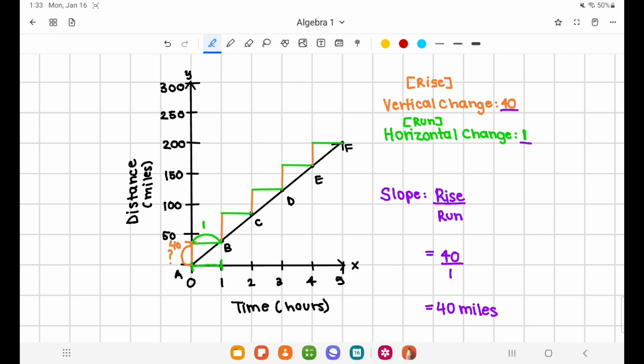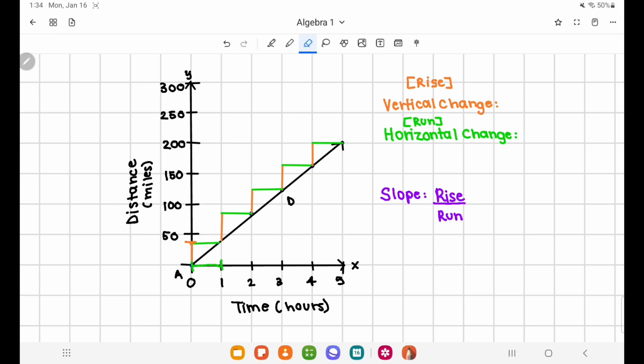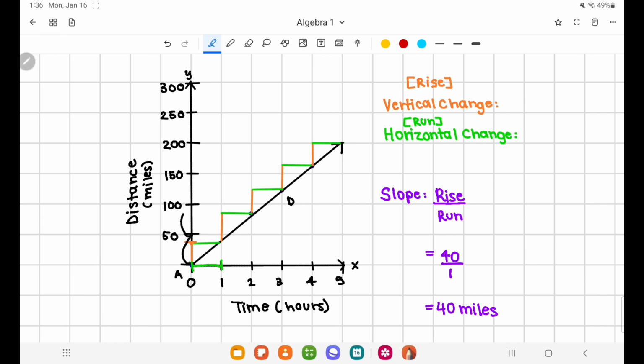But let's say we wanted to use two separate points. Or let's say that some points weren't given to us. Say we were only given A and D. Would we still get 40 as our slope? How would that work? Because obviously this entire vertical change is much more than this. Well, let's test it out. Let's see how it works.